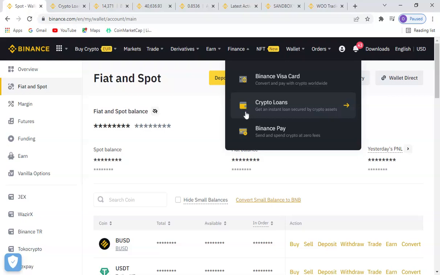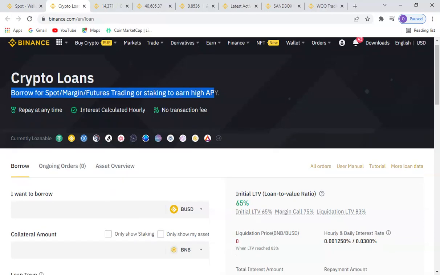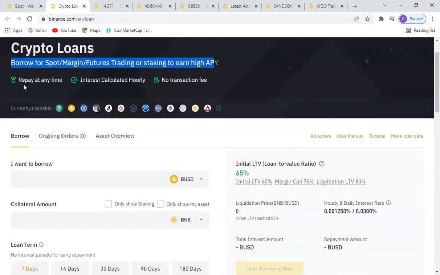Make sure your account is verified on the Binance platform for you to use this feature successfully. Once you arrive on the Binance Crypto Loans page, you can borrow for spot, margin, futures trading, or other crypto staking in order to earn APY. The Binance Crypto Loans also offers a repay at any time feature, and interests are usually calculated hourly. There are no transaction fees when using the crypto loan.